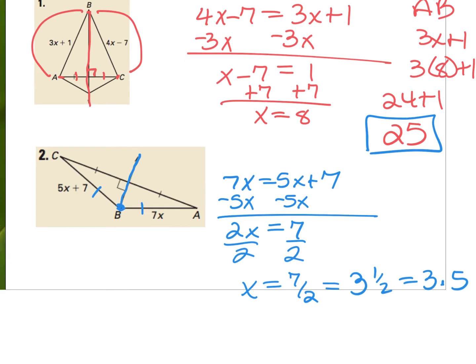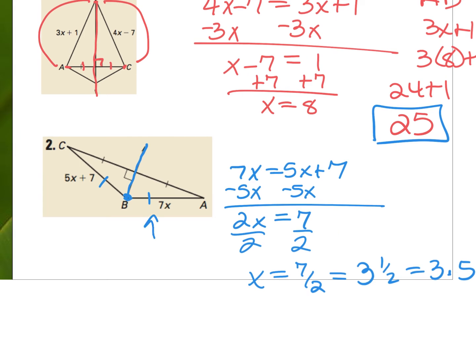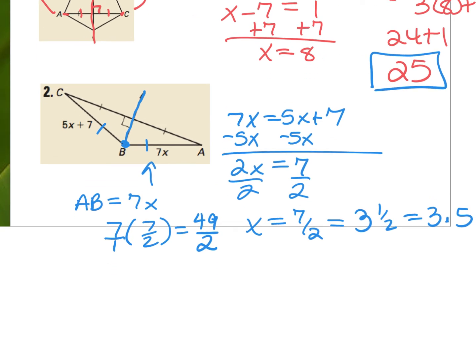So now I need to figure out where AB is. AB is right here. So AB is equal to 7x. I'm going to work with it as a fraction. I'm going to put it in here as 7 over 2. I can add a 1 to the denominator of the 7. And now I'm just going to multiply straight across. Nothing simplifies, and I get 49 over 2.